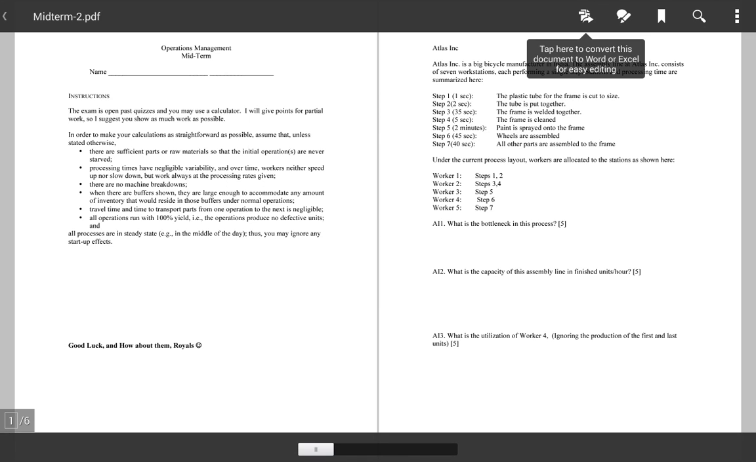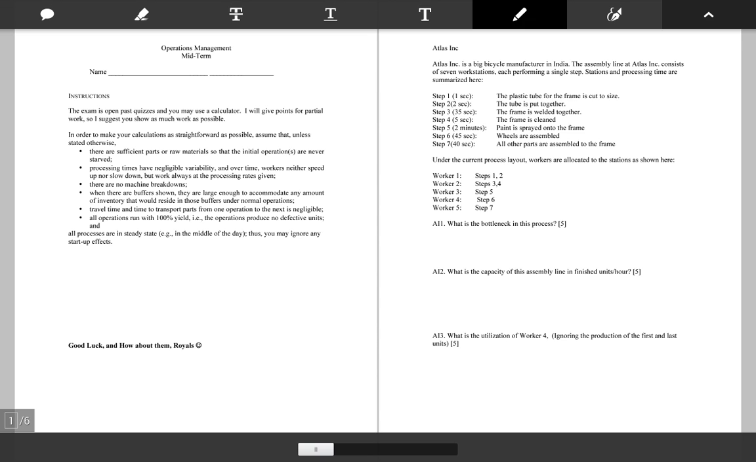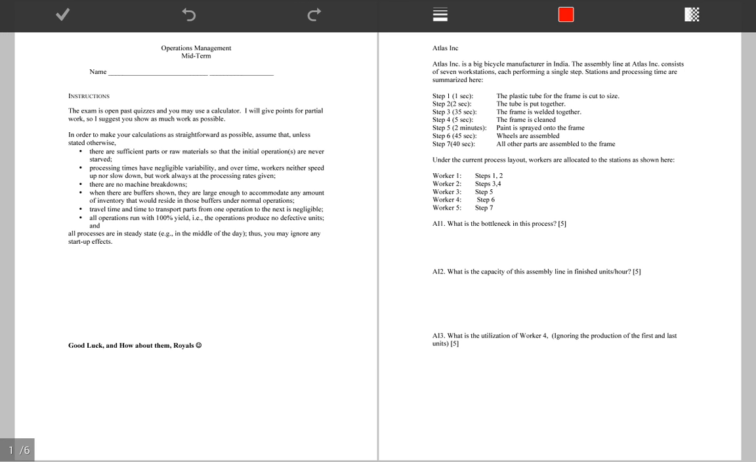All right, let's get started with the midterm review. The first question is a simple process analysis question. In this problem, there are 5 workers and 7 steps.